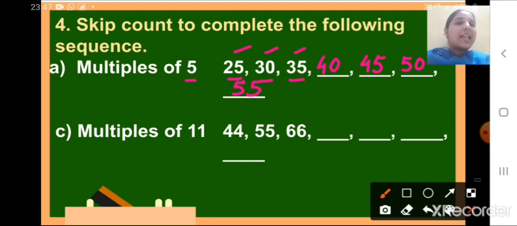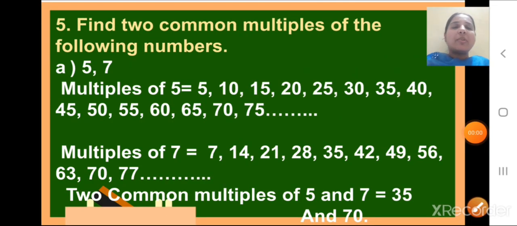Now question number C is multiples of 11. So here you can see it's the fourth multiple of 11, fifth multiple of 11, sixth multiple of 11. Now we will write the seventh multiple of 11. So that will be 11 7s are 77, 11 8s are 88, then 11 9s are 99, and 11 10s are 110. Question number 5 is find two common multiples of the following numbers.